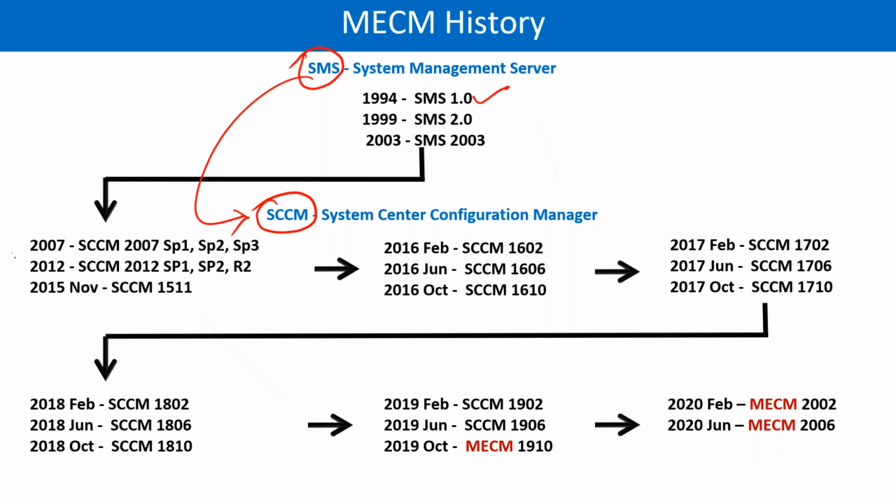Then they released SCCM 2007, 2012, 15, 11. These are the versions released in the year 2016. These versions released in the year 2017. These versions released in the year 2018. And these three versions released in the year 2019. So from 19 October, they changed the name from SCCM to MECM.